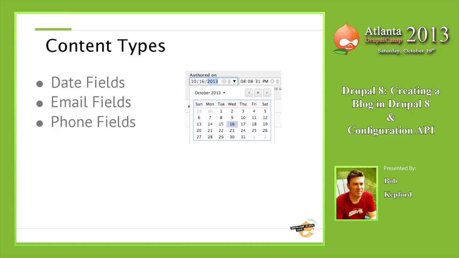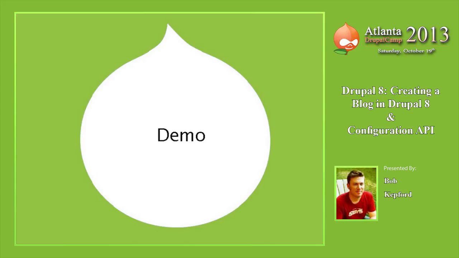The date field's been added, email field's been added, phone fields have been added, all in core. Those things are great because if you're on a mobile device, they just work. If you're on an iPhone, for example, and you have an email field or a phone field, they'll just work like they would in an app or in any other modern web application. So that stuff being available in Drupal core is pretty sweet. So let's jump over and do a quick demo of content types.